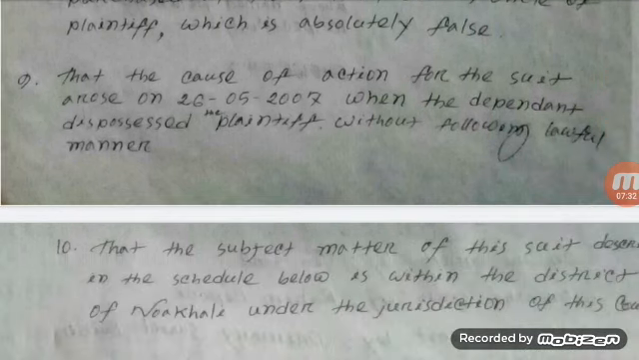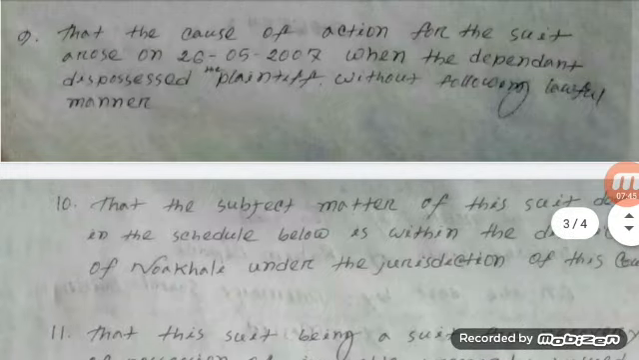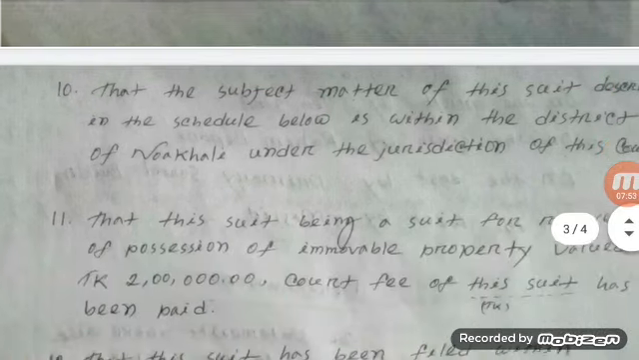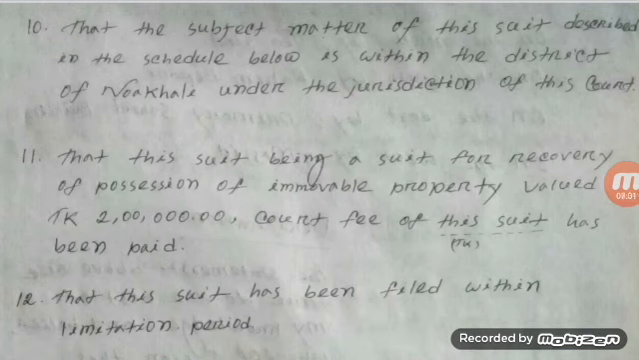Okay, the cause of action for the suit arose on 16th May 2007 when the defendant dispossessed the plaintiff without following the lawful manner. So in para 9 we have to show when the cause of action arose. Okay. In para 10, the subject matter of the suit described in the schedule below is within the district of Noakhali under the jurisdiction of the court. So in this para we will mention the jurisdiction of the court.